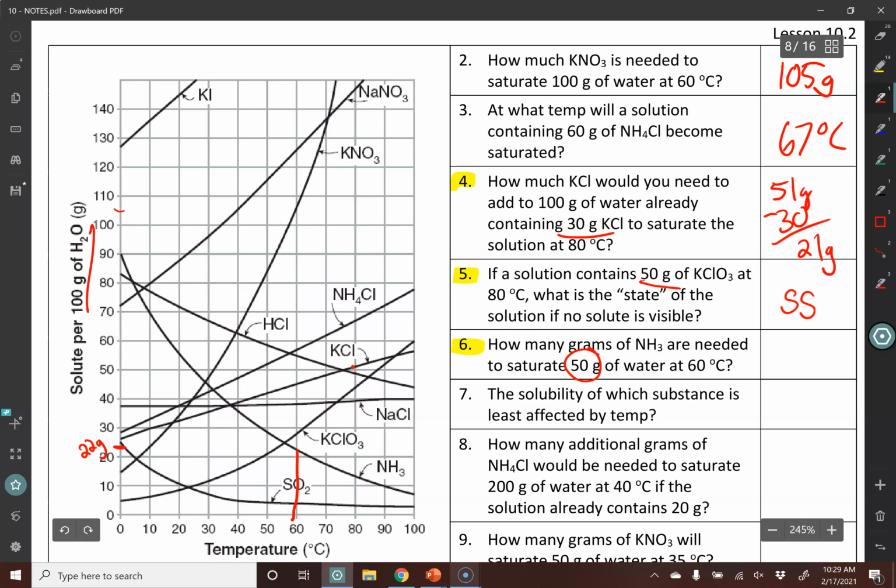Careful. It says that we're working with 50 grams of water. If you look at the label on the y-axis, this is solubility per 100 grams of water. If we're cutting the volume of the solvent in half, what do you think we need to do with the mass of the solute? Yeah, it's also going to be cut in half. So if you have half as much water, it will be able to hold half as much ammonia under the same conditions. So that one is 22 grams. 22 divided by 2 gives me 11 grams.